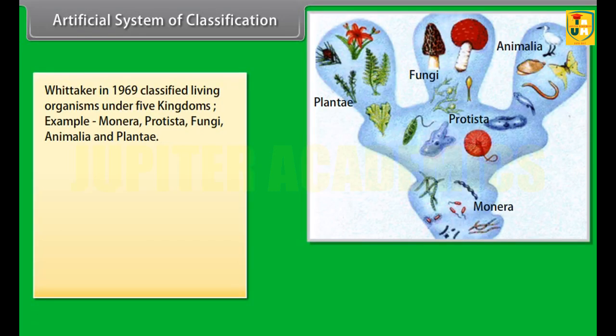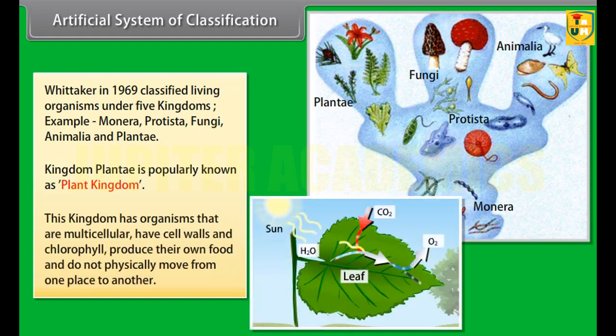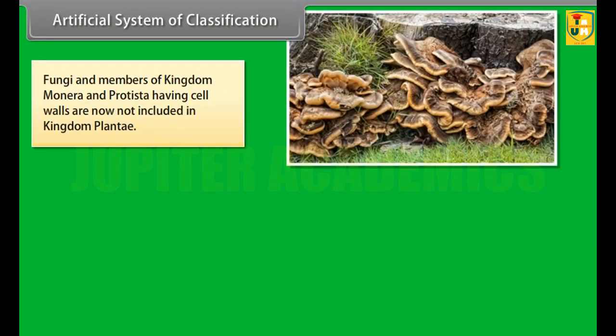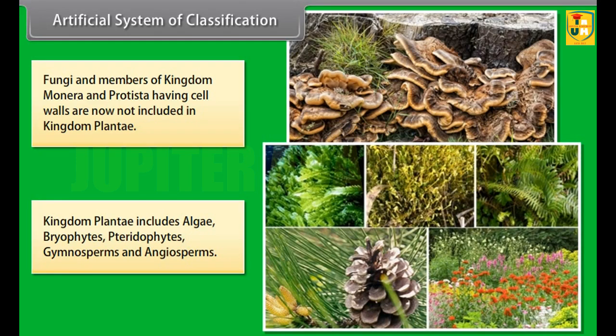Artificial system of classification. Whittaker in 1969 classified living organisms under 5 kingdoms. Example: Monera, Protista, fungi, Animalia, and Plantae. Kingdom Plantae is popularly known as plant kingdom. This kingdom has organisms that are multicellular, have cell walls and chlorophyll, produce their own food, and do not physically move from one place to another. Fungi and members of kingdom Monera and Protista having cell walls are now not included in kingdom Plantae. Kingdom Plantae includes algae, bryophytes, pteridophytes, gymnosperms, and angiosperms.